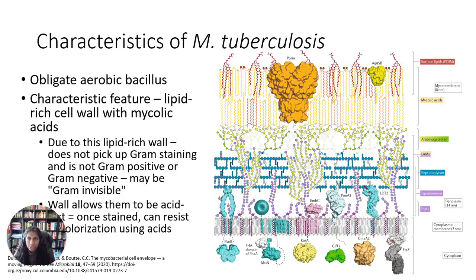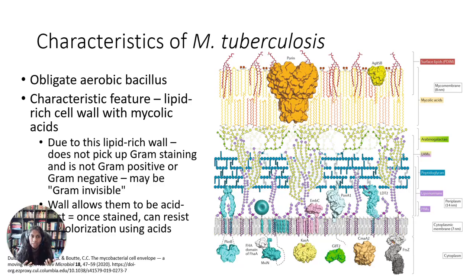Mycobacterium tuberculosis is an obligate aerobic bacillus, and its characteristic feature is a lipid-rich cell wall filled with mycolic acids, which you can see here. Due to this lipid-rich wall, gram staining is not helpful in diagnosing Mycobacterium tuberculosis, because the wall is impermeable to the gram stain, so it may not be gram positive or gram negative, it is gram invisible. As a result, we use something called the acid-fast stain, which I'll talk about on the next slide.